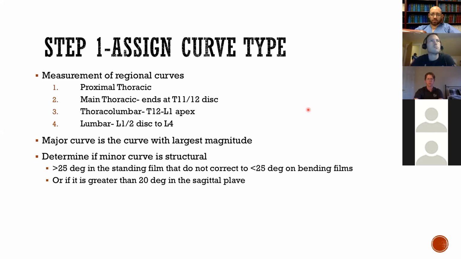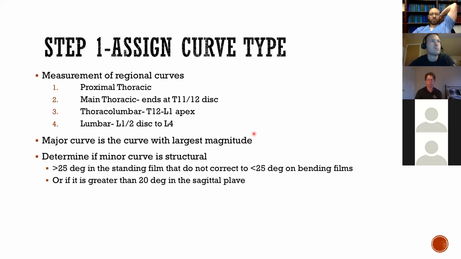For the Lenke classification, your first step is to assign a curve type. So you have to look at the regional curves, and this is the general breakdown. You have the proximal thoracic, the main thoracic, which ends at the T11-T12 disc, the thoracolumbar, which has its apex at the T12-L1 area, and the lumbar, which is the L1-2 disc to L4.